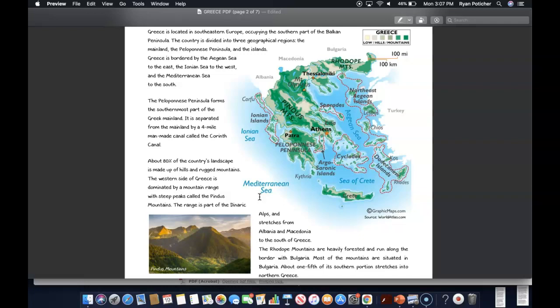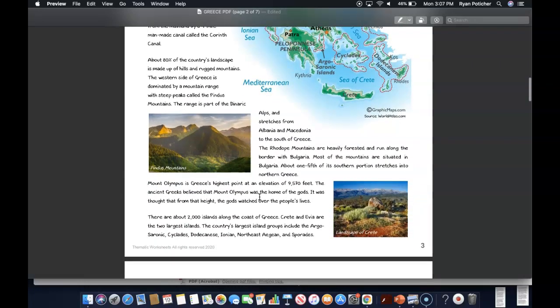About 80% of the country's landscape is made up of hills and rugged mountains, and the western side of Greece is dominated by a mountain range with steep peaks called the Pindus Mountains. The range is part of the Dinaric Alps that stretch from Albania and Macedonia to the south of Greece.